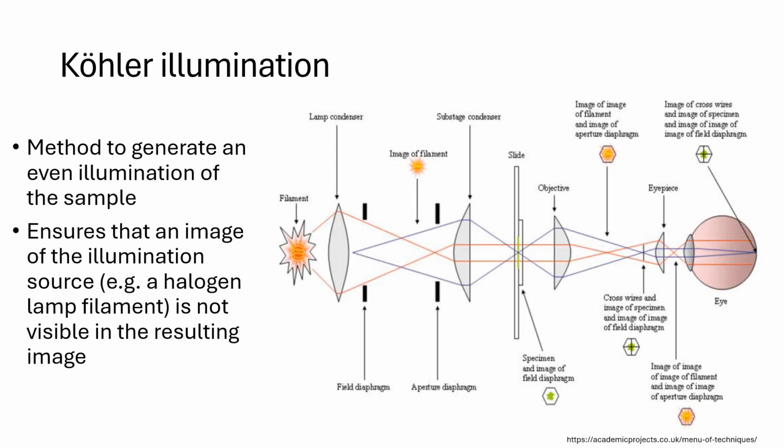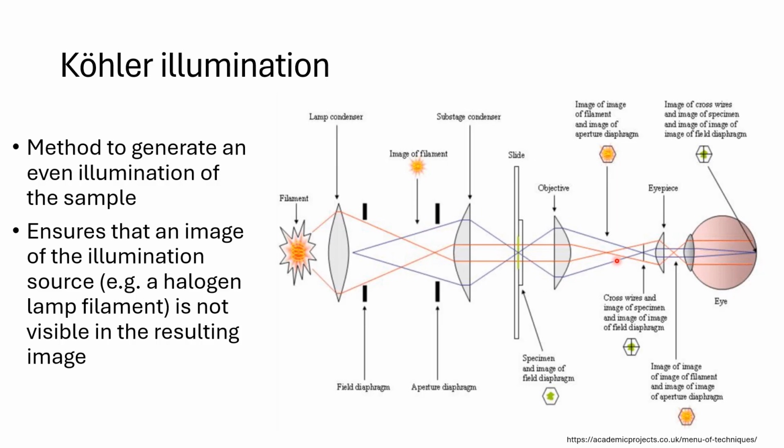This is a method that provides even illumination of samples and prevents glare, ensuring that you don't have an image of the illumination source in your field of view. Now, there are multiple different optical components between the light source and your retina, which are depicted in this image. As light rays traverse the components, they are focused in different image planes such that an image of the specimen is perfectly in focus at different points in the path, and an image of the light source is perfectly in focus at different points along the path.